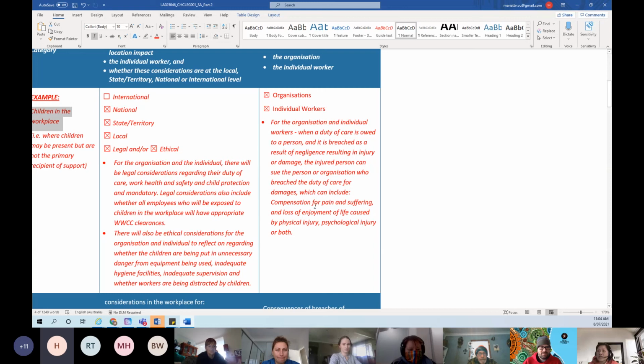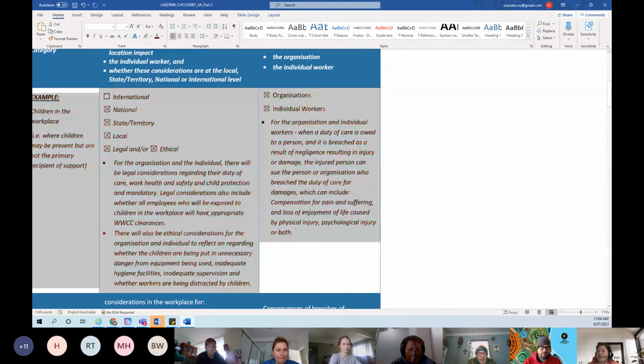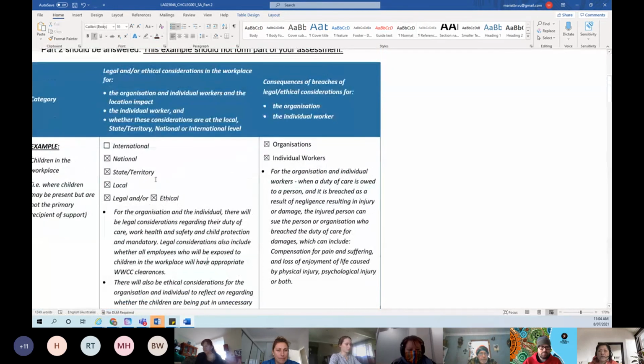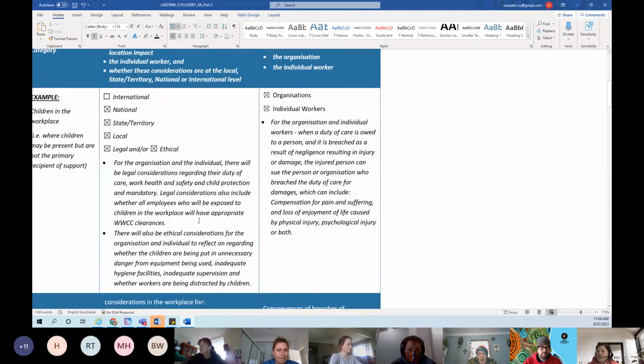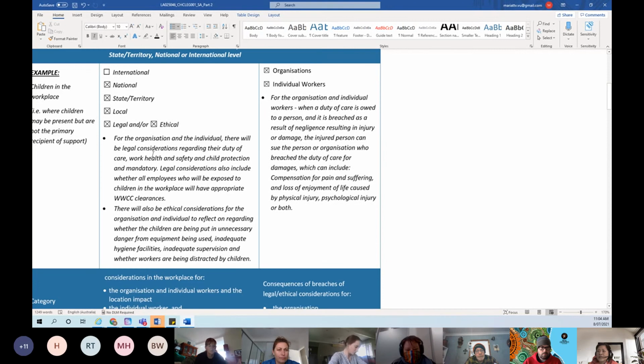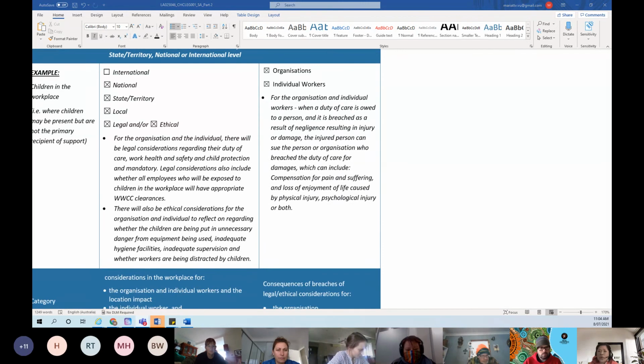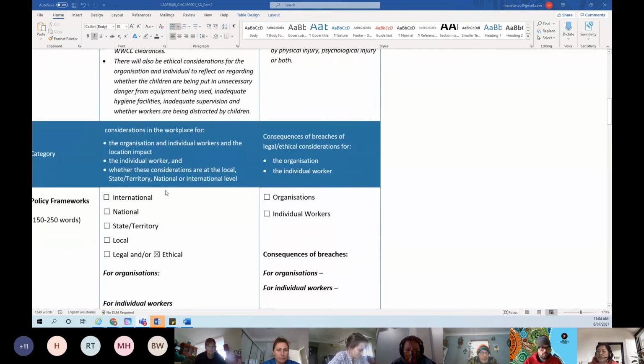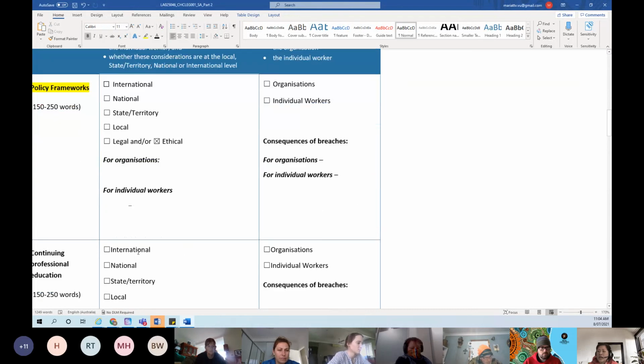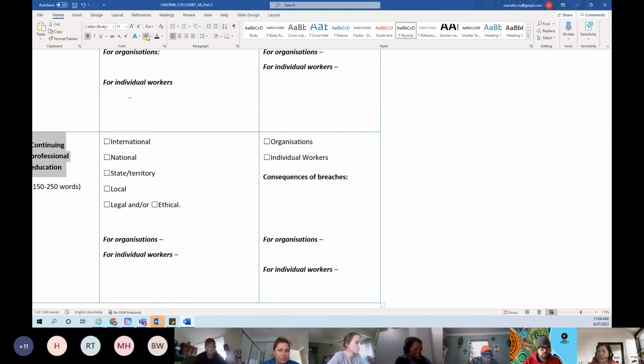It might be helpful to have the assignment in front of you as well, because this is essentially the assignment. We've given you a sample of how we've unpacked the legal and ethical responsibilities for children in the workplace, for the organisation and for the individual, and we've also spoken about the consequences. What this question is asking us to unpack is two things: policy frameworks, and continuing professional education.